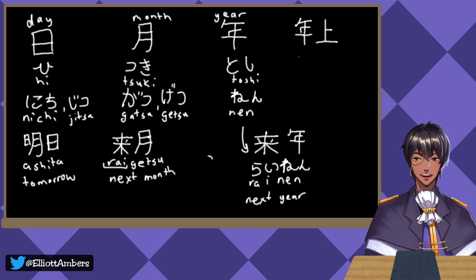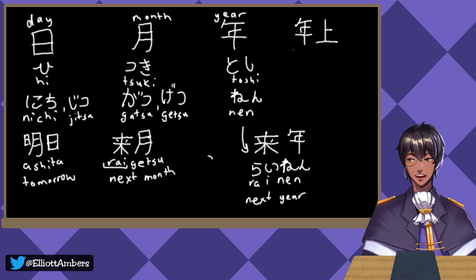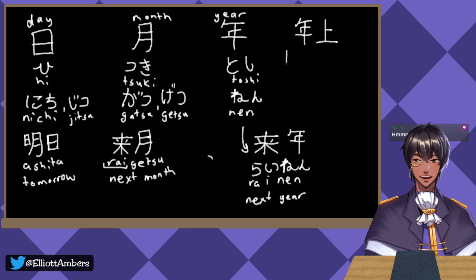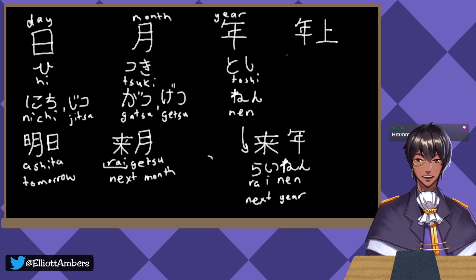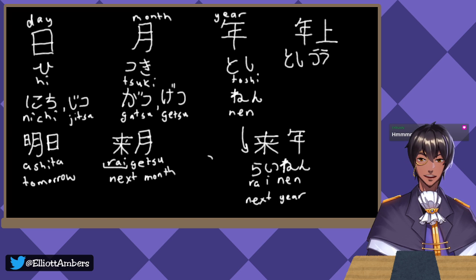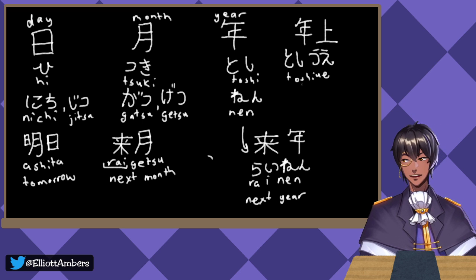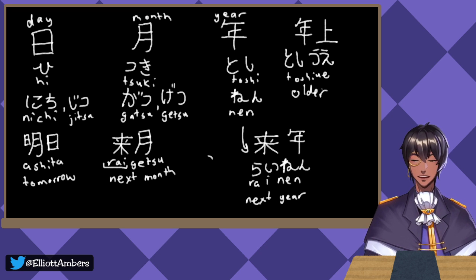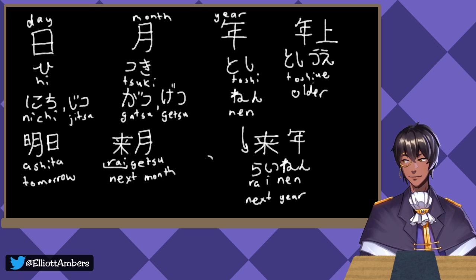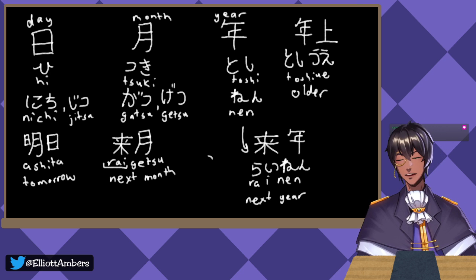The reading for this, unlike how we had nen here, you'd think this would be like nenjo or nenue, but this is read as... that's wrong. This is actually read as Toshi Ue. And what this means is older. Referring to someone who is older than you, Toshi Ue, they're a year above you. We don't know how many years, but they're older than you. They have their years above you.